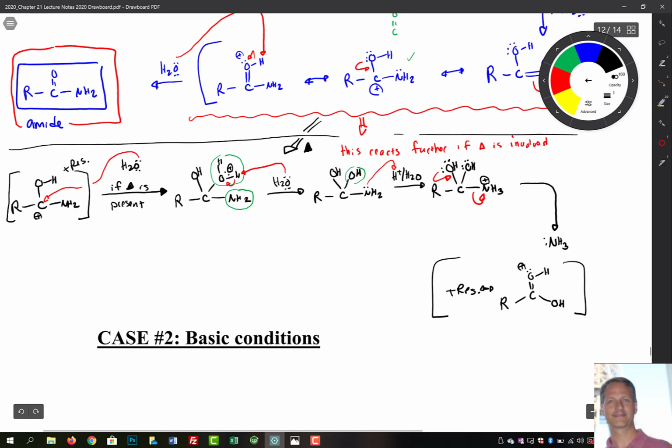Okay? And now we're just one step away, you can see here, from our final product. So not too hard, right? So we're going to come around and grab this H right there, and then do that. And that'll give us our R, carbonyl, OH, and then of course you have NH3 in here. So now you have your carboxylic acid.